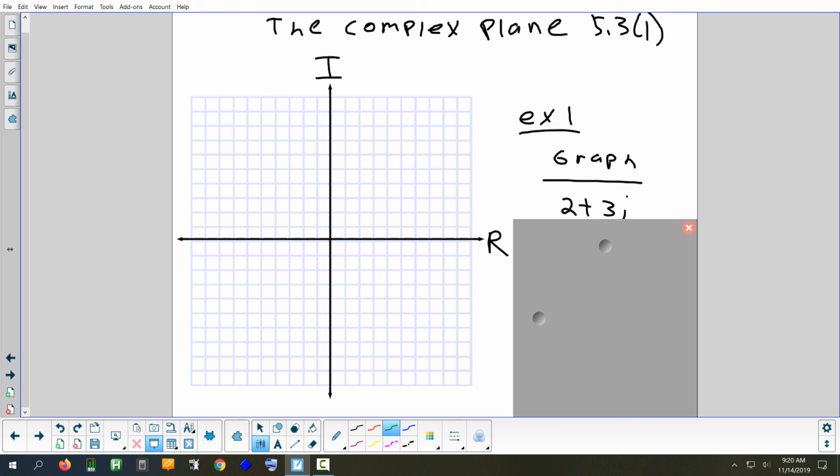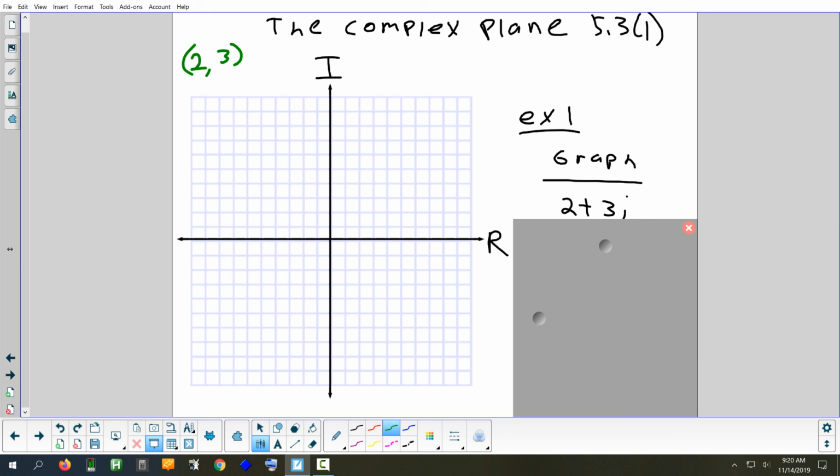If you can graph the point 2 comma 3, then you should be able to graph the point 2 plus 3i. It's the same answer. You do the same thing. So you look at the 2. Okay. Is 2 real or imaginary? Real. So we're going to go 2 units on the real, and the units are the same direction as what you're used to.